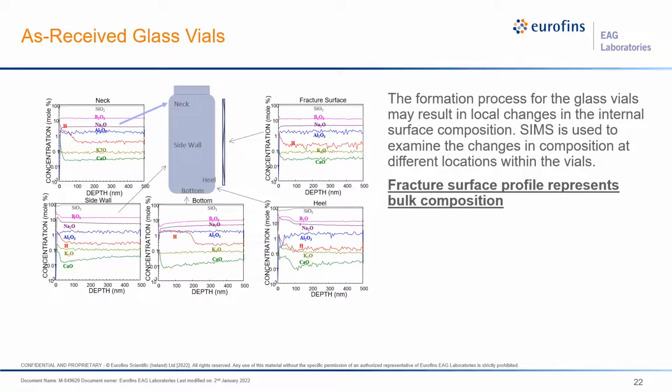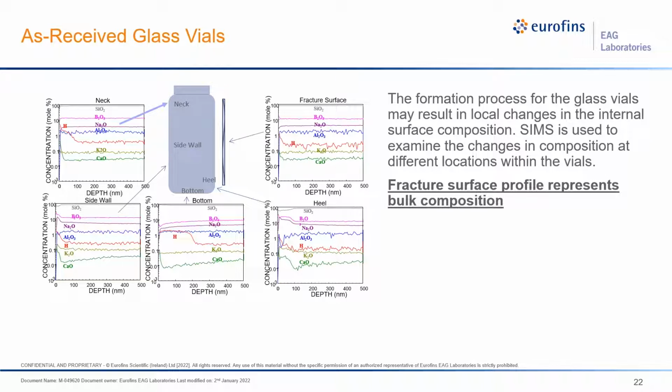We find that the composition of the heel region, which is the corner of the bottom and the sidewall, has the most modification in the surface composition in comparison to the fracture surface, and it has a much thicker change zone. This is the vial that is received as formed. No solution has been put in except for maybe a cleaning solution. And this basically gives us a hint of a trouble spot.